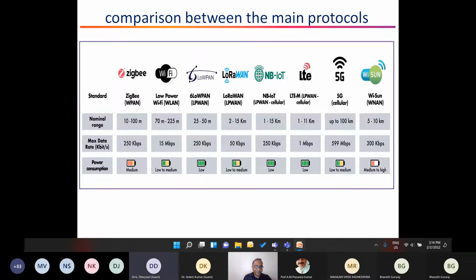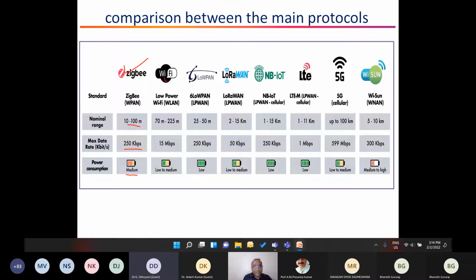So in this case, there are various technologies that are listed out, right? Zigbee basically has a nominal range. It runs only from say 10 to 100 meters. The data transmission rate is pretty low, and the power consumption is medium.